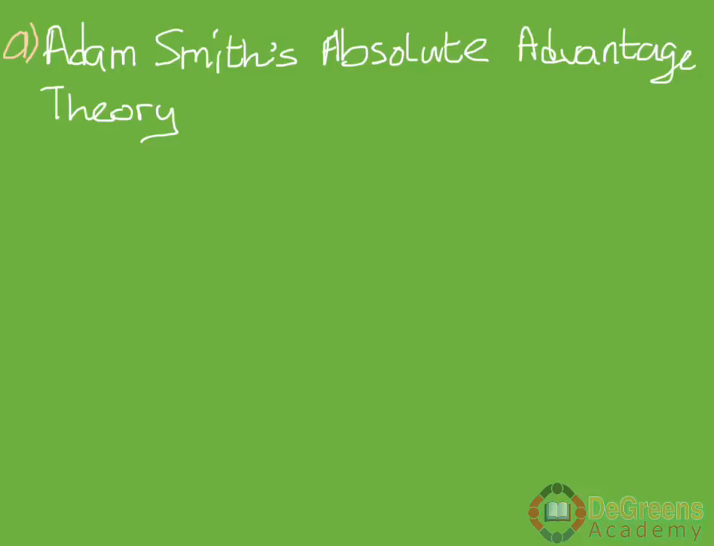He comes up with something called absolute advantage, and it is the ability of a country to produce more of a given good than other countries using the same amount of resources, or even using fewer resources. So Adam Smith came up with the absolute advantage theory. To understand it more, we'll look at it on diagrams.